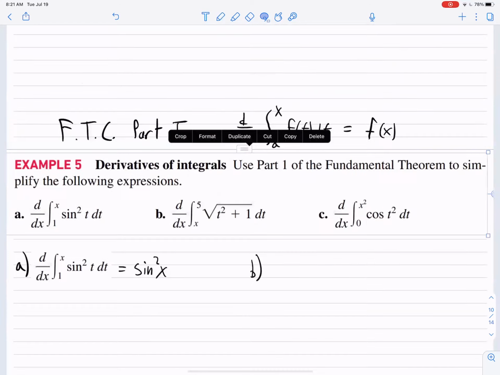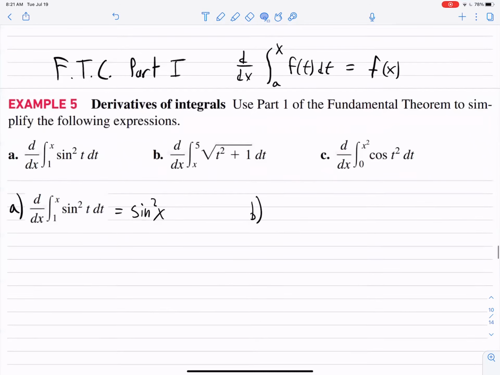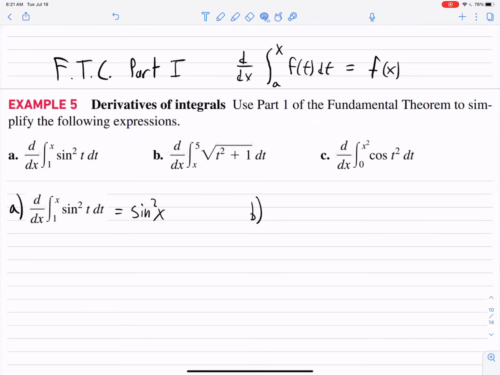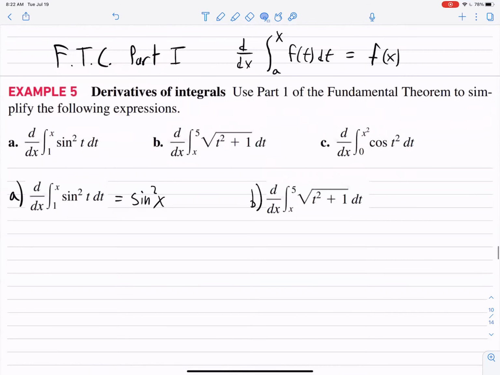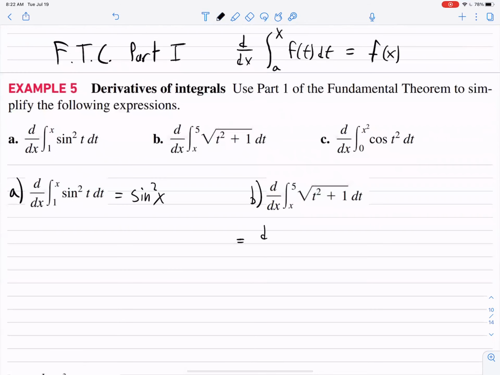For one like this, where the order is off, how do we do that? Well, we can change the order and make it negative, right? So this is equal to d dx, and then negative the integral from 5 to x of square root of t squared plus 1 dt. And so then this negative can just pull out, and then the d dx and that cancel. And so this becomes negative square root of t squared plus 1.